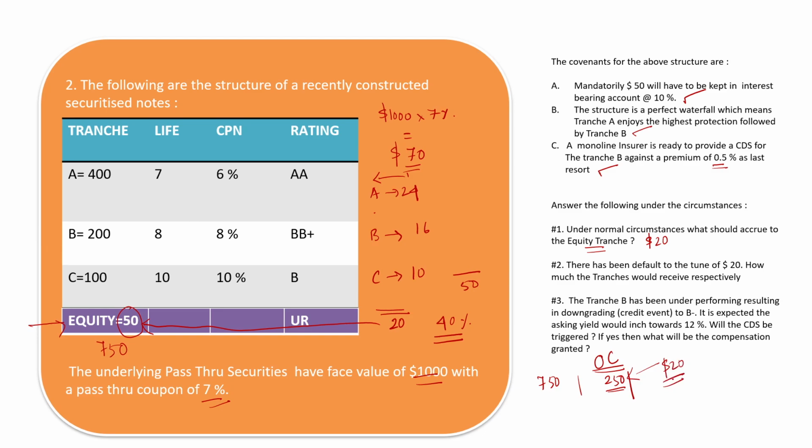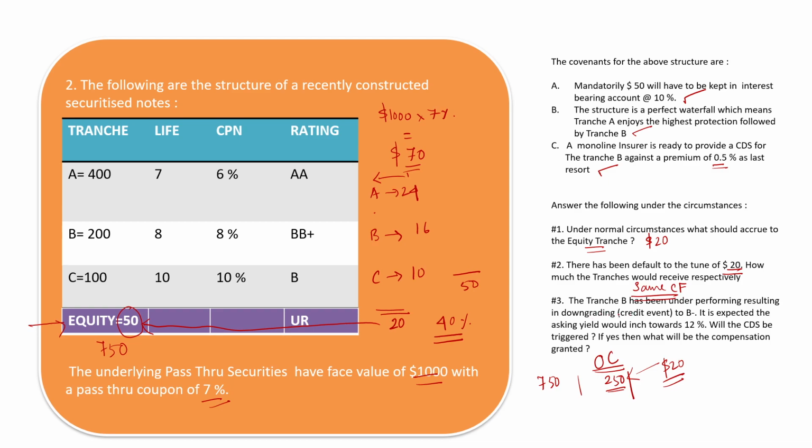And if it be so, then the tranches would keep on receiving their scheduled interest and principal payment and the scheduled cash flows as has been devised earlier. So to answer question B, even if there is a loss of $20, the tranches would keep on receiving their same cash flow for the next year.